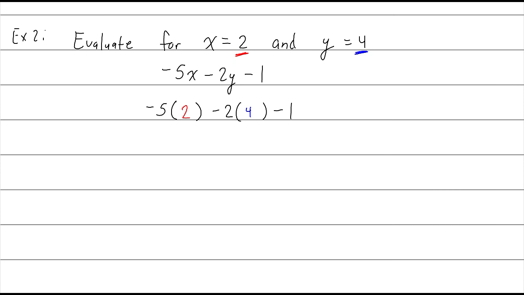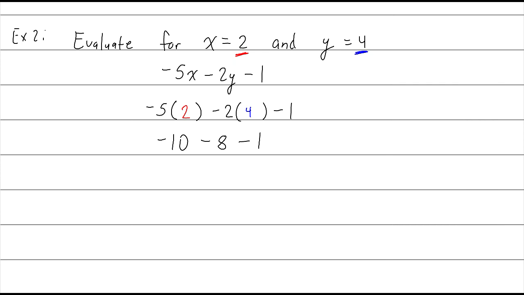Then I move on to multiplication and division from left to right. So from left to right, going this way, I need to decide if I can multiply or divide. And I see multiplication here, right? There's nothing in between right here, so I know that indicates multiplication. Negative 5 times 2, negative times a positive is a negative 10. Okay, here I have negative 2 times positive 4. Negative 2 times 4 is a negative 8, and then minus 1, right? Just bringing that down on the end.